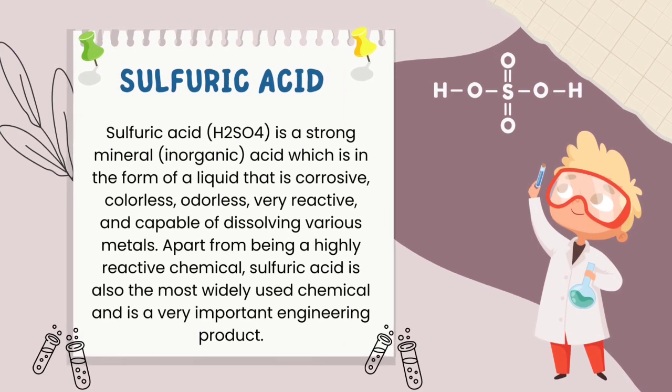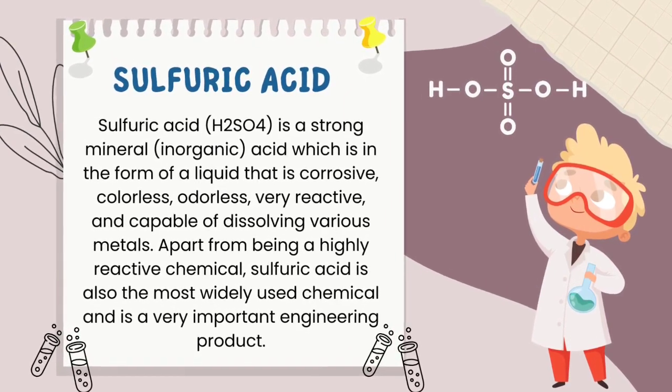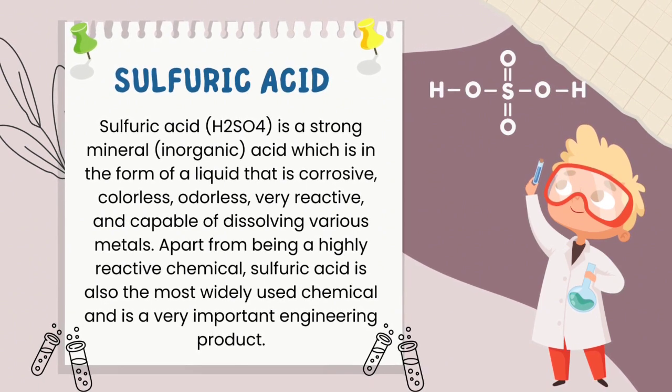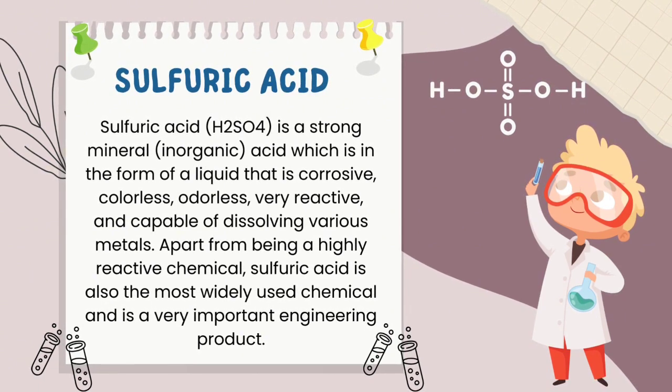What is sulfuric acid? Sulfuric acid is a strong mineral acid in the form of a liquid that is corrosive, colorless, odorless, very reactive, and capable of dissolving precious metals. Apart from being a highly reactive chemical, sulfuric acid is also the most widely used chemical and is a very important engineering product.